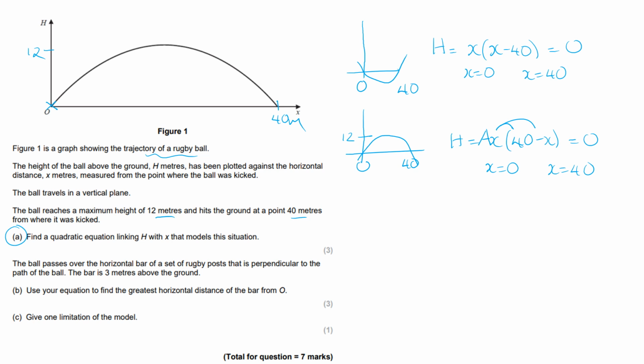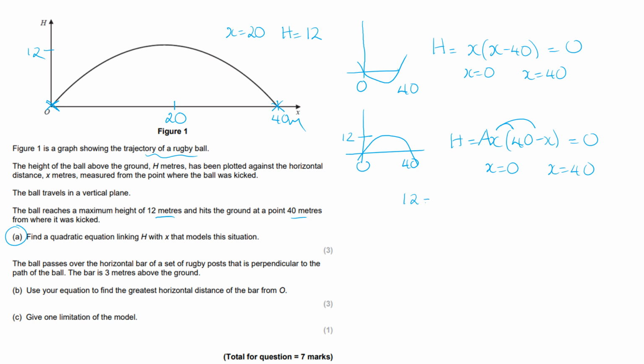Now when you've got a quadratic and it has its roots and we've got them at the origin and 40, halfway between them is going to be the line of symmetry. So when x is equal to 20, we're told that the height reaches its maximum, which is 12. So we can feed that information in, and that will allow us to find what the a is.